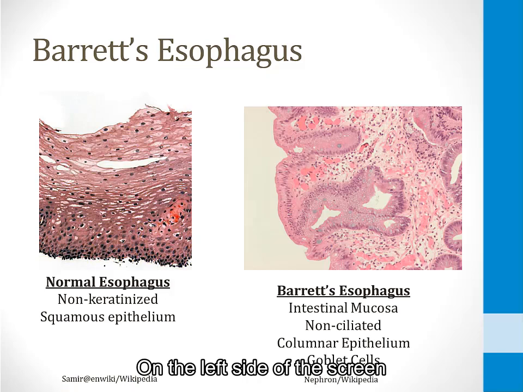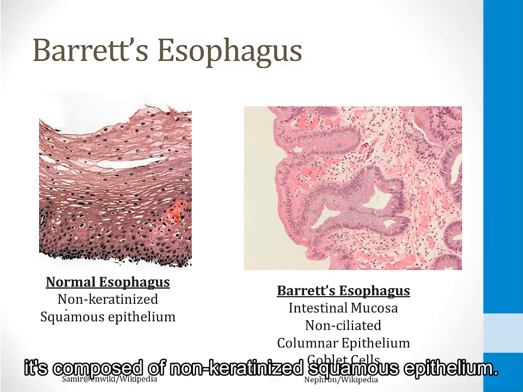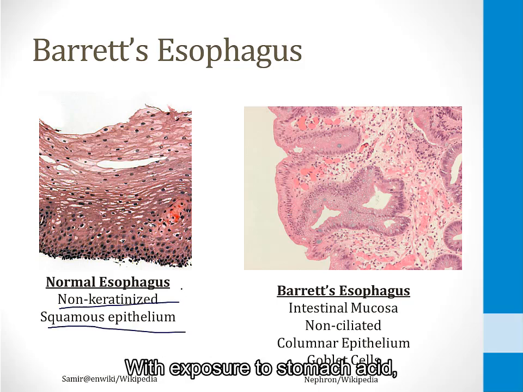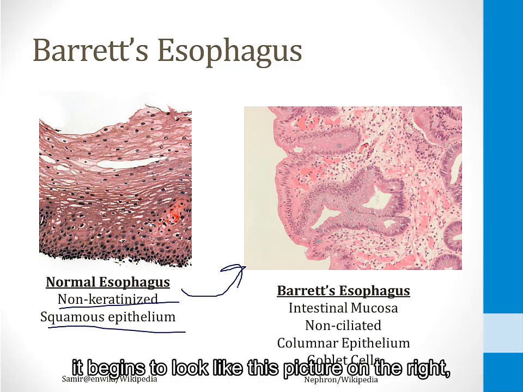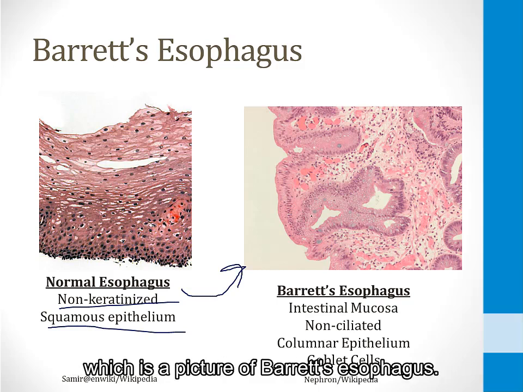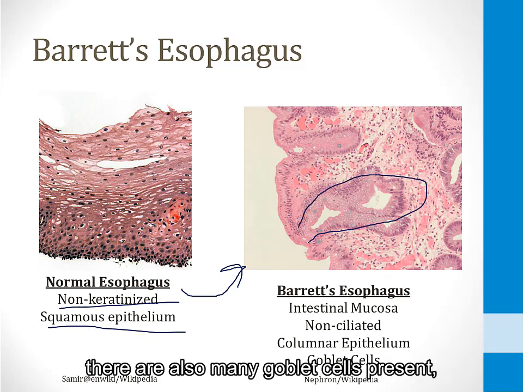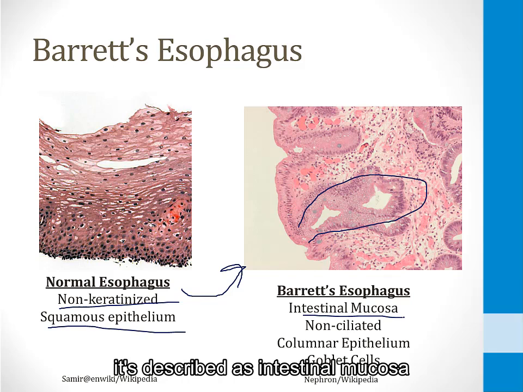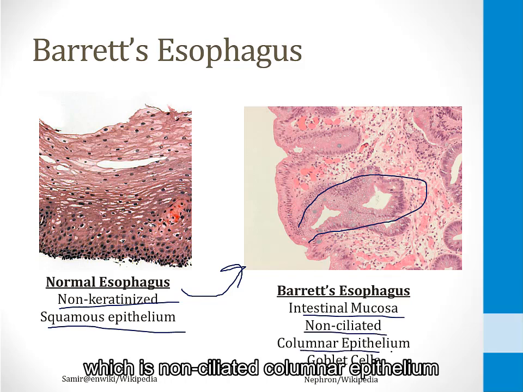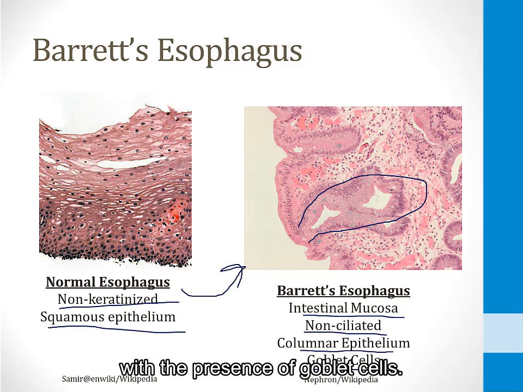On the left side of the screen is a normal esophageal mucosa. It's composed of non-keratinized squamous epithelium. With exposure to stomach acid, it begins to look like this picture on the right, which is a picture of Barrett's esophagus. You can see that there are now crypts present. There are also many goblet cells present. It's described as intestinal mucosa, which is non-ciliated columnar epithelium with the presence of goblet cells.